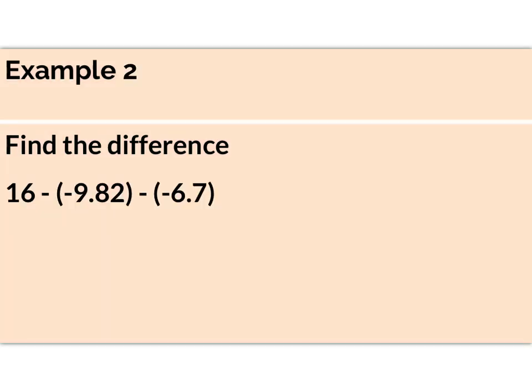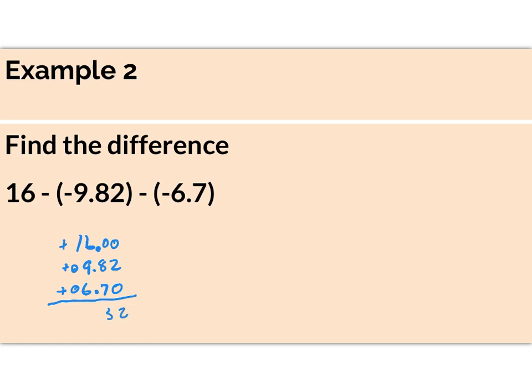Okay, find the difference. We got 2 negatives and then 2 negatives in a row. So now this becomes 16 plus 9.82 plus 6.7. Since these all have the same signs, we can just line them up and add. Put a decimal at the end of your 16 and fill in your zeros. You've got to put your zeros in for place value, so that you see all the numbers line up by the decimal.